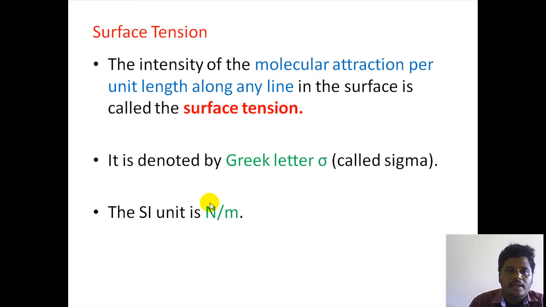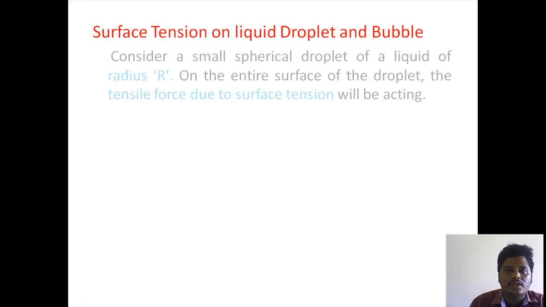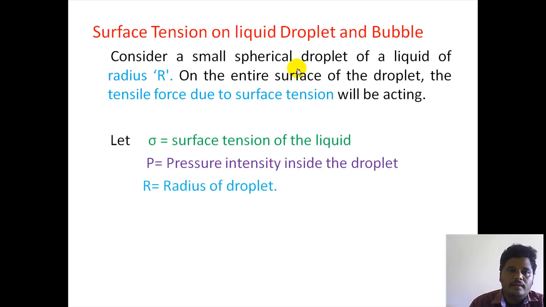Now consider the derivation for a liquid droplet and a bubble. Consider a small spherical droplet of liquid of radius r. On the entire surface of the droplet, the tensile force due to the surface tension will be acting. The tensile force is always acting along the surface.